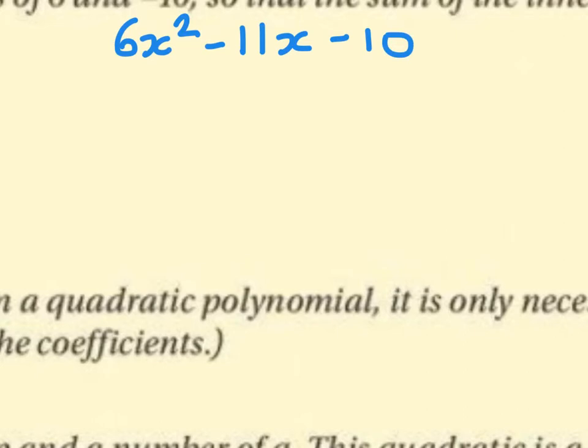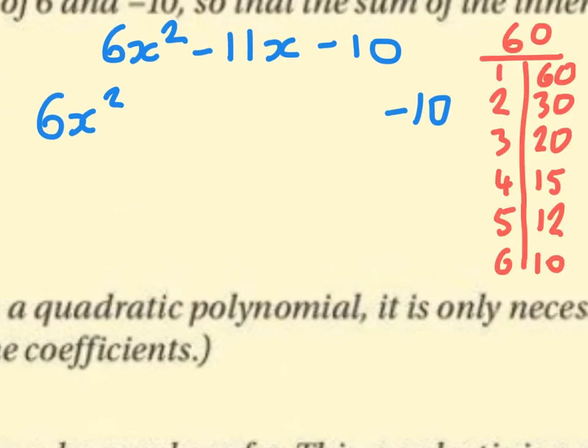So what I'm going to do is bring down the 6x squared here, and bring down the minus 10 here. And then what I'm going to do is multiply 6 by 10 to get 60, and I'm going to list my factors of 60 over here. So I have 1 by 60, 2 by 30, 3 by 20, 4 by 15, 5 by 12, 6 by 10. And I need to choose one of these factor pairs so that when I put them together, I end up with minus 11. So my factor pairs that will end up giving me minus 11 could be 4 and 15.